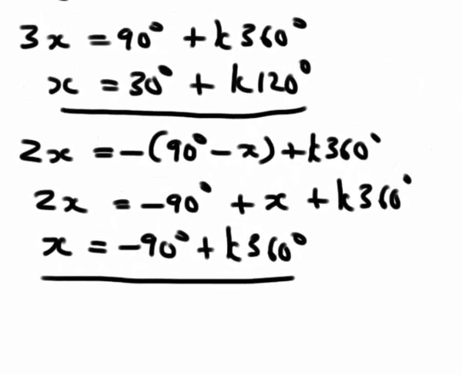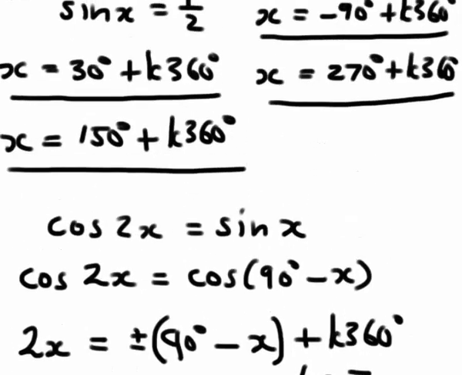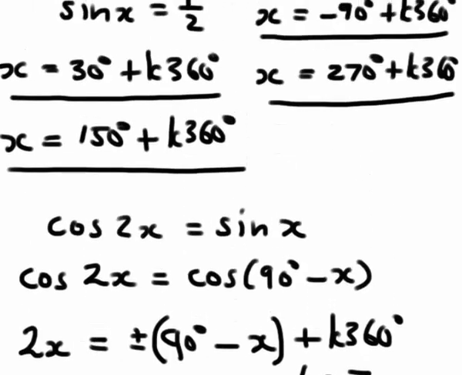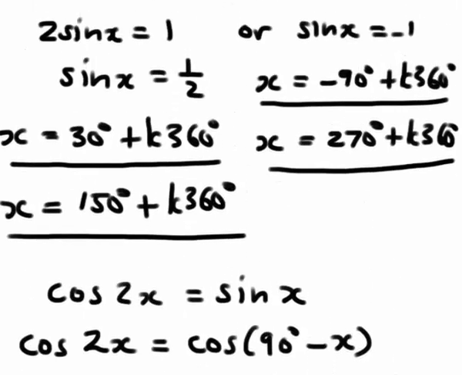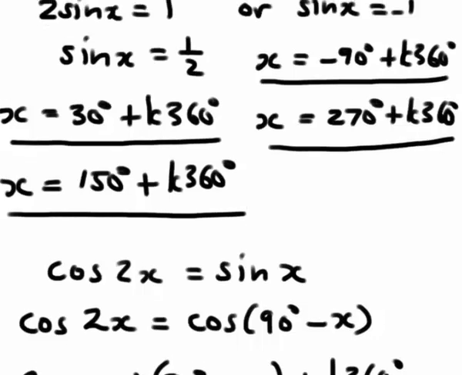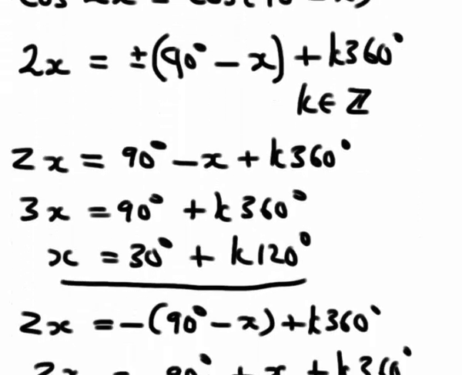I wonder how they compare with the others. We had 30, 150, probably because that's 120. You can see you can easily get the 150 out of that. They're different general solutions, but they actually would all give you the same specific values or angles if they asked for a specific solution. Okay, so that's very important.